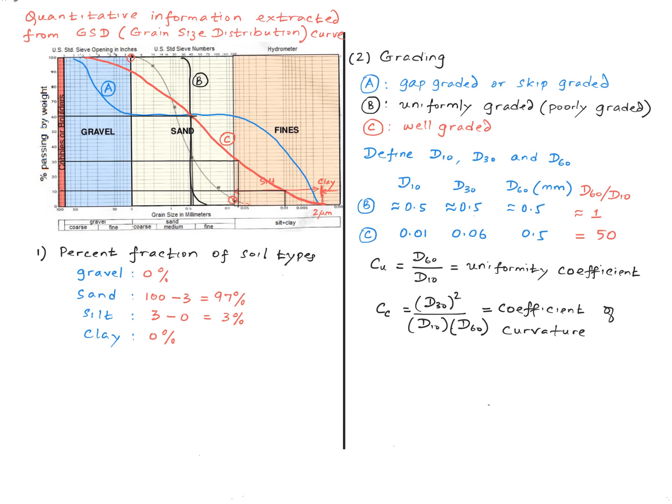To sum up, these are some of the properties that I use to quantify the grain size distribution of a given soil: the percent fraction of soil types, C sub U and C sub C. In another video, we'll talk about how to utilize these quantities in classifying a soil.